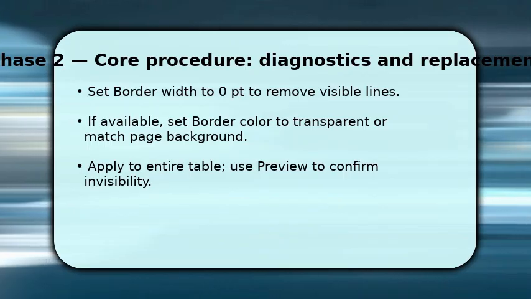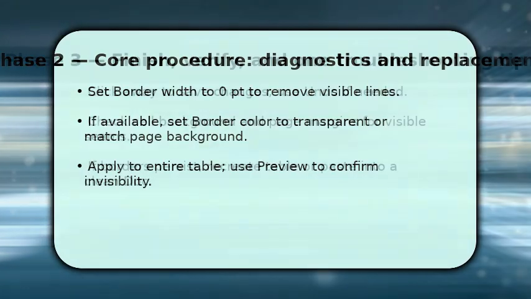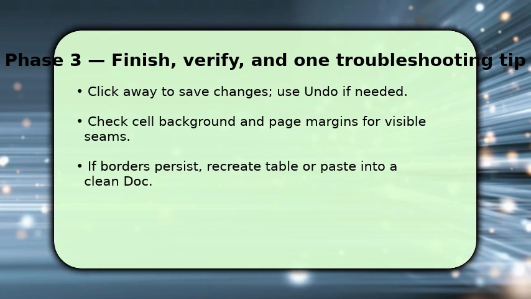If you still see edges, check cell backgrounds and styles, because contrast can make borders appear even when width is 0. Finish by clicking outside the table so Google Docs saves the change. You can use undo if anything looks off.